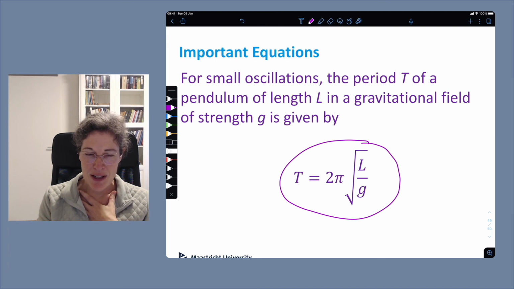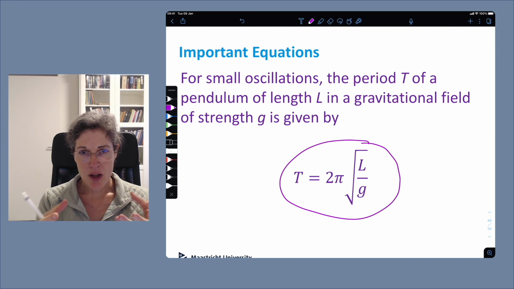Other than that, what do you need to know from this lecture? You need to have a broad idea of some of the things that can be described using oscillations or waves, and have a bit of an idea of the difference between transverse and longitudinal waves.